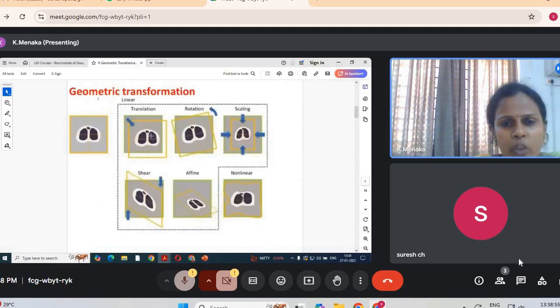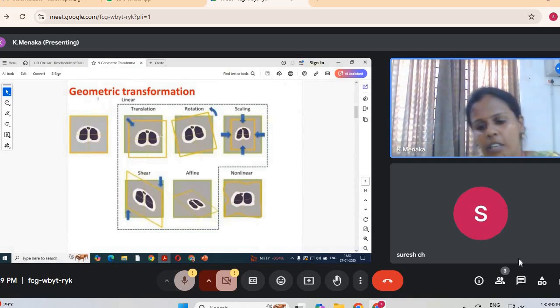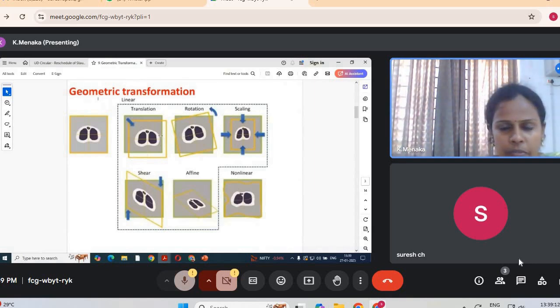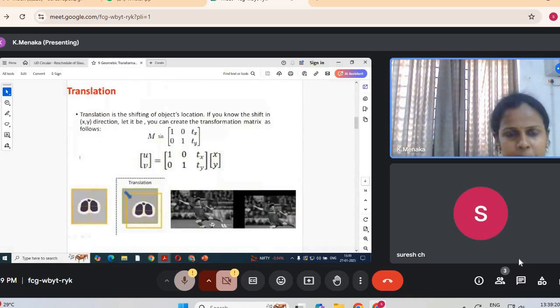So what are the types of geometric transformation? Translation, rotation, scaling, shear, affine, and nonlinear. These are the six types of geometric transformations. In the forthcoming slides, we are going to see each type of geometric transformation with examples.